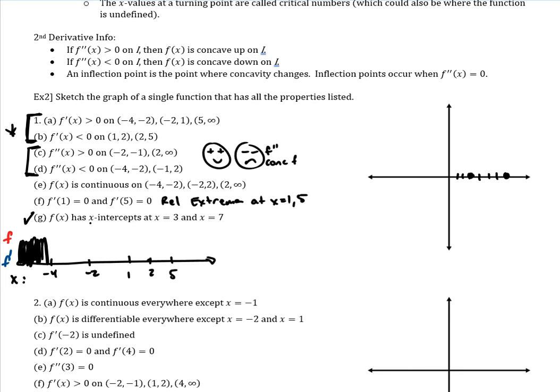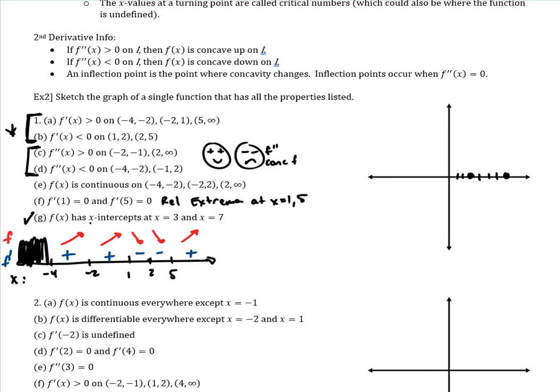Let's start marking those. From -4 to -2, they said it's greater than 0, so positive. Then -2 to 1, positive, and from 5 to infinity, positive. That looks good. Then it says it's less than 0 on 1 to 2 and then 2 to 5, so negative and negative. That tells you about f. So it goes increasing, increasing, decreasing, decreasing, increasing.